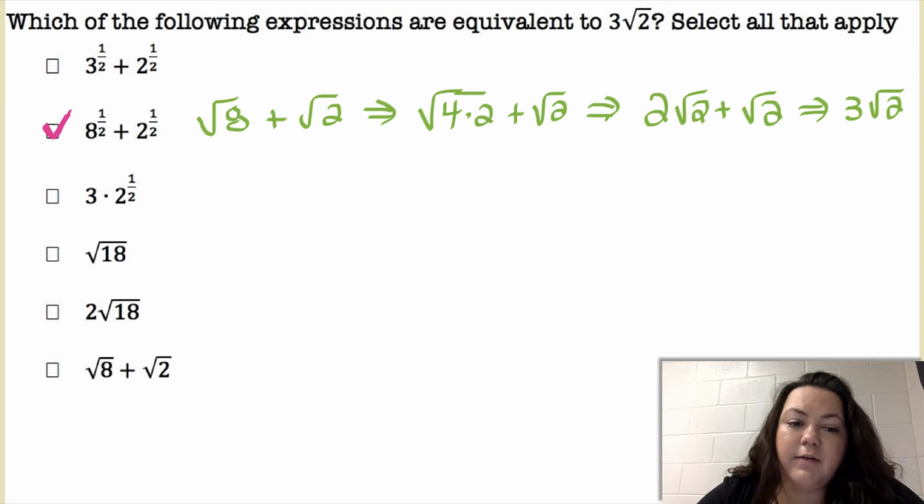All right, the next one, I have 3 times 2 to the 1/2. Well, 2 to the 1/2 can be written as the square root of 2. So this becomes 3 times the square root of 2. So that one is also equivalent.